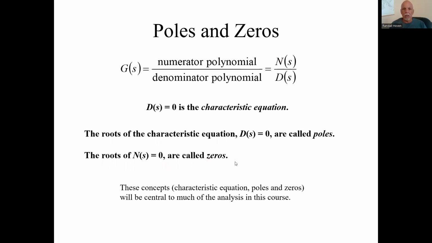It's going to turn out we can find out a lot of the dynamic behavior of the system just by knowing where the poles and zeros are in the complex plane. And we'll get into this later. Characteristic equation, poles, zeros, and the transfer function itself. Those are all important definitions and concepts throughout this course. That's where I'll stop.